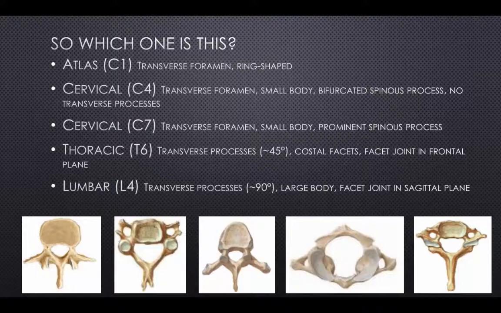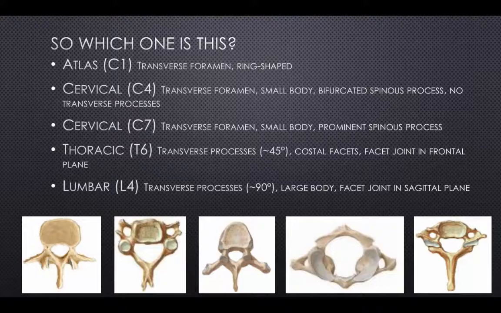Cervical vertebrae number 4 has a transverse foramen, small body, bifurcated spinous process, and no transverse process. Cervical vertebrae C7 has a transverse foramen, a small body, and a prominent spinous process.